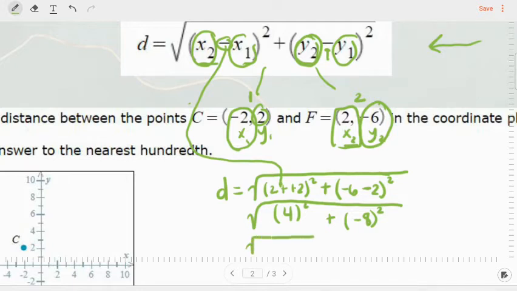Now, I'm going to continue to follow my order of operations. I did the parentheses first, which I did. Now to do the exponents. So remember, 4 squared is the same as 4 times 4, so 16. And negative 8 squared is the same as negative 8 times negative 8, which is 64.